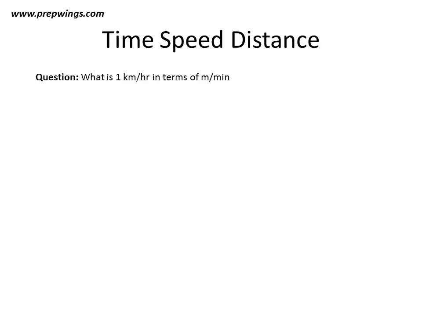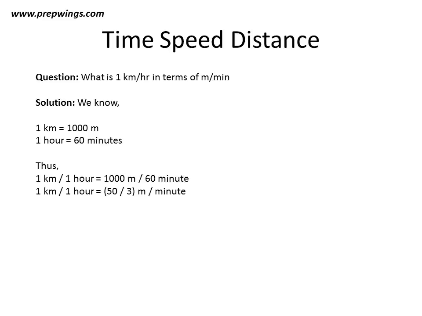Now over here the question says, what is 1 kilometer per hour in terms of meter per minute? So over here 1 kilometer is 1000 meters and 1 hour is 60 minutes. So 1 kilometer upon 1 hour will be 1000 meter upon 60 minutes, which will be equal to 50 by 3 meter per minute. So 1 kilometer per hour is equal to 50 by 3 meter per minute.